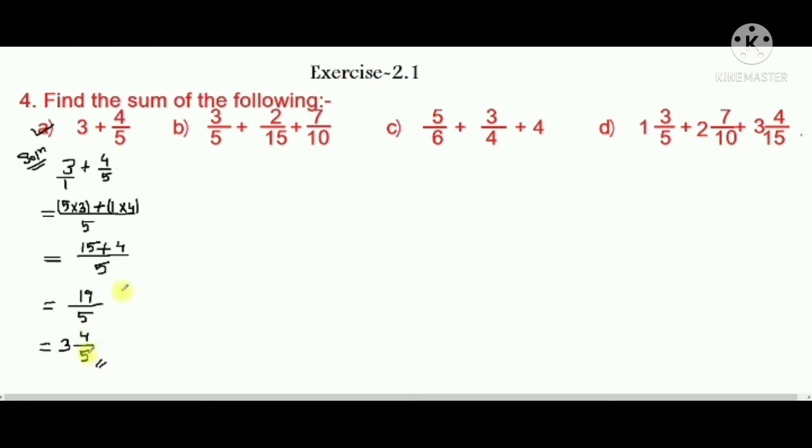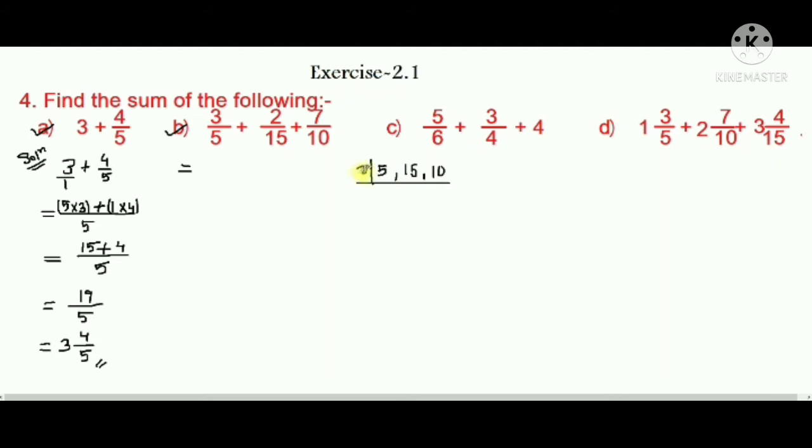So similarly, I will show you number B now. Here you see 3 by 5, 2 by 15 and 7 by 10. So in this case, first we will take the LCM of the denominators. What are the denominators? 5, 15 and 10. So we will take the LCM of these denominators. So 5 we will write there, then 15, and then 10. So you see, first you will divide by 2.